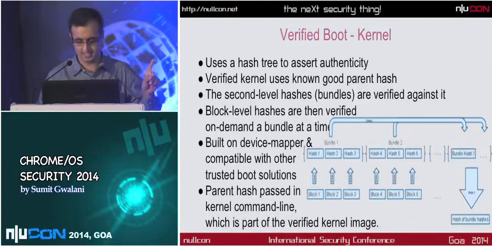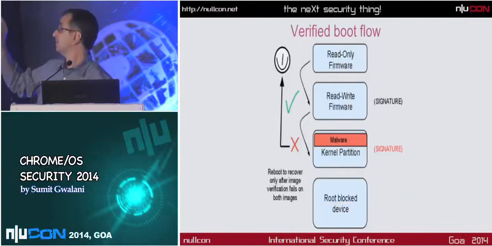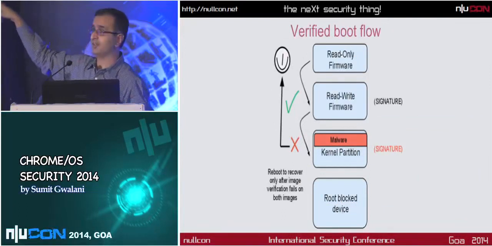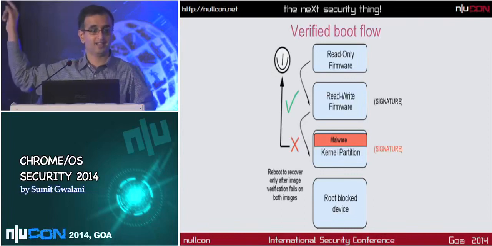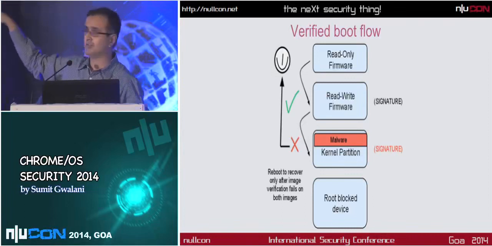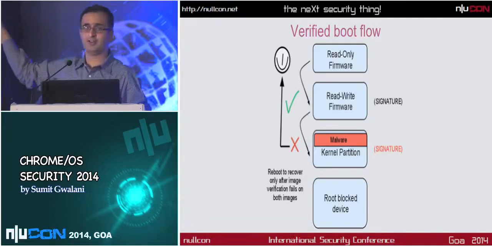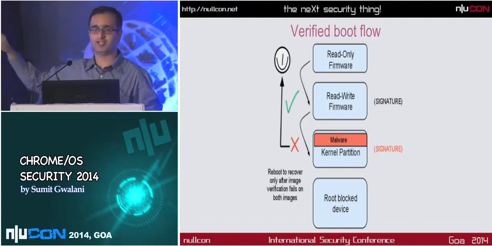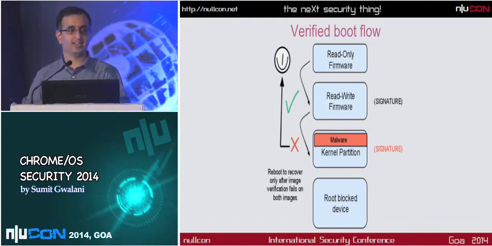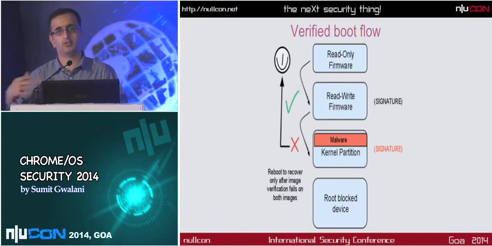Just to give you an idea, taking a slide back, the signature check from the read-only firmware on the read-write firmware is an 8192-bit RSA key. The one from the read-write firmware to the kernel partition is a 4096-bit RSA key. And the one from the kernel partition to the root block device is a 2048-bit RSA key. So we are dealing with huge keys, and we need to ensure that even with such large keys, we are still fast enough that the boot is in less than 10 seconds.